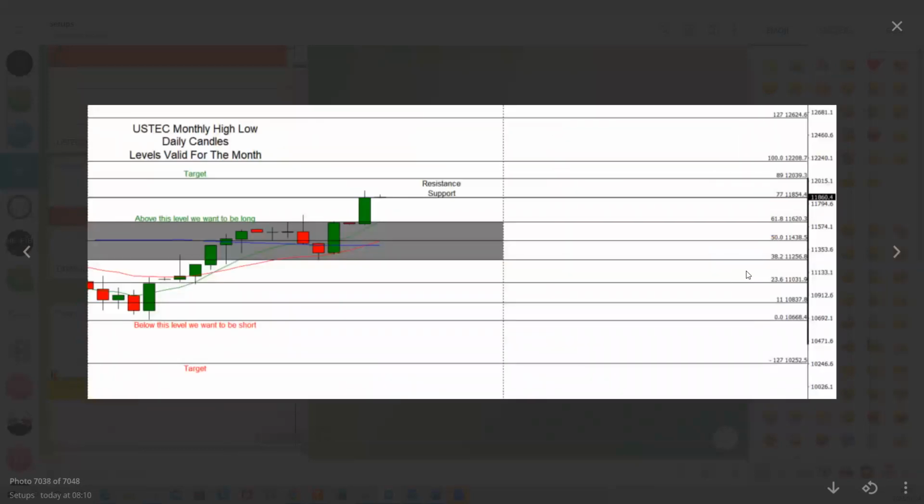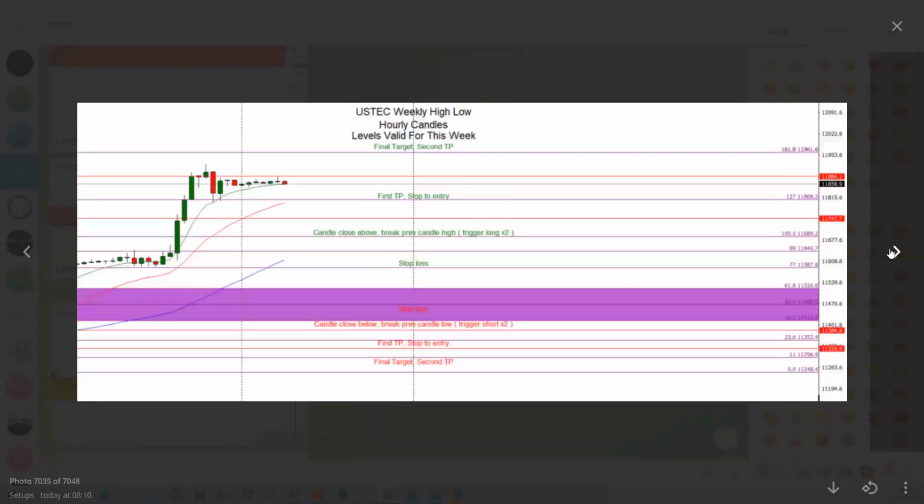On the US tech monthly high low, currently between levels of 77 and 89 support resistance. If you look at moving averages, 8 is above 21, above 50. That's indicating trend is up. So we're still aiming for that 89 target level.